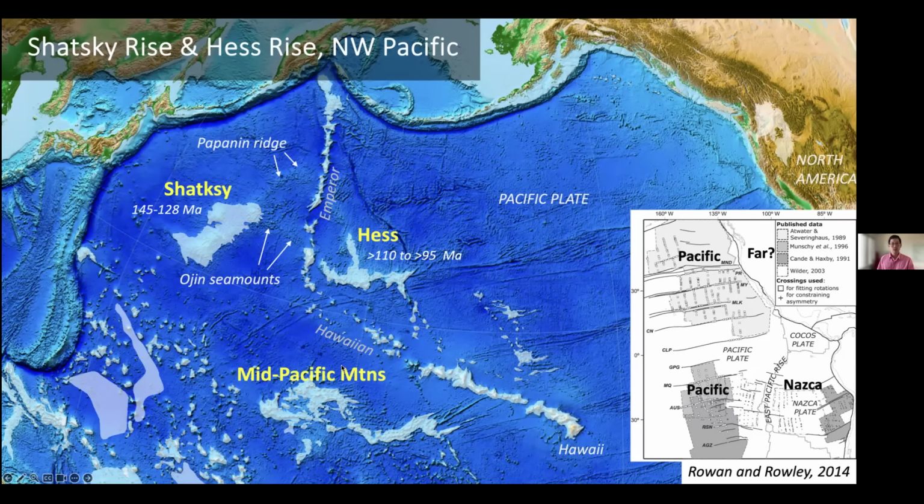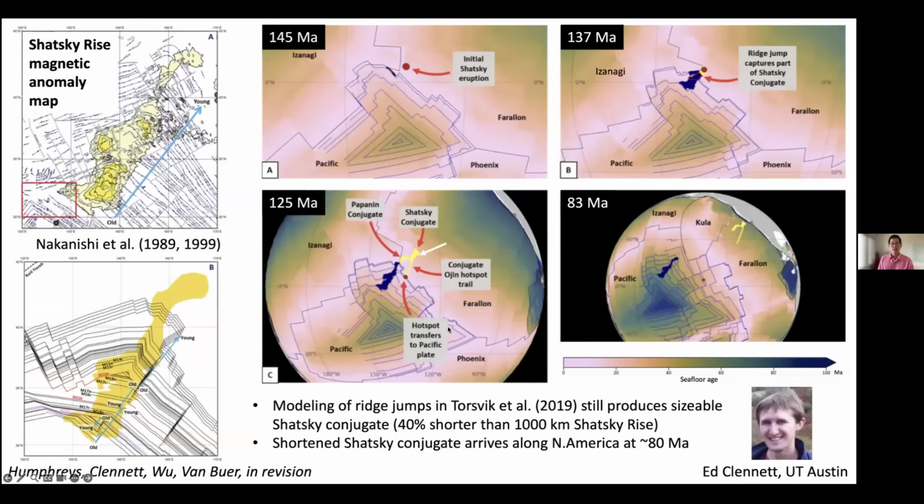Another feature that I want to just point out here, because I'm going to mention it later, are the Mid-Pacific Mountains. And here, the Wentworth chains and the Line Island chain. So the reason why I'm mentioning the Mid-Pacific Mountains and Line Island is because this is supposed to be a second hotspot track that is being used to test a Shatsky, Hess, Ojin, and Wentworth hotspot track. And so this is the work done by Ed Klennett, PhD candidate at UT Austin.